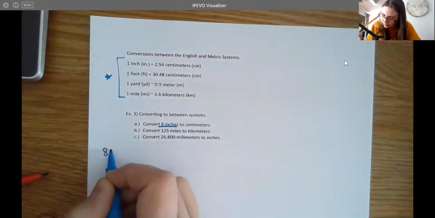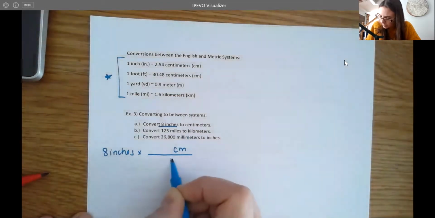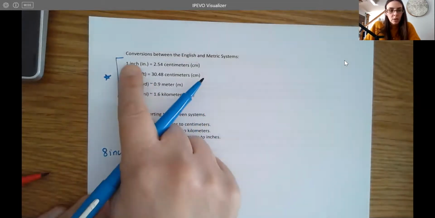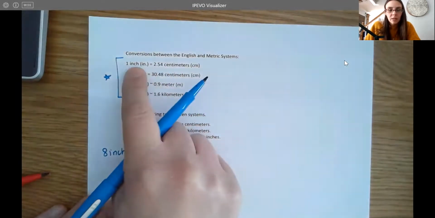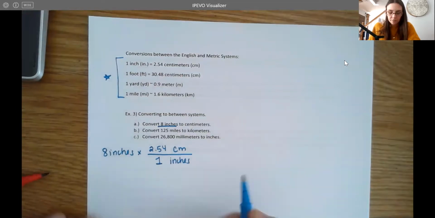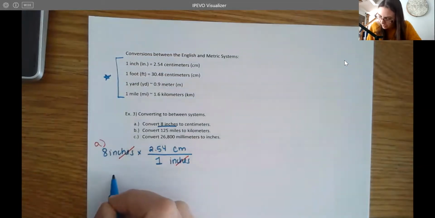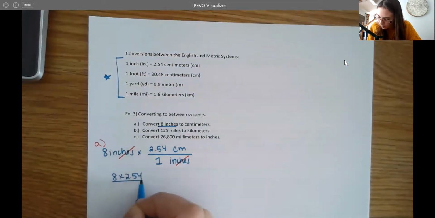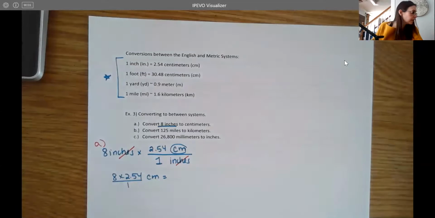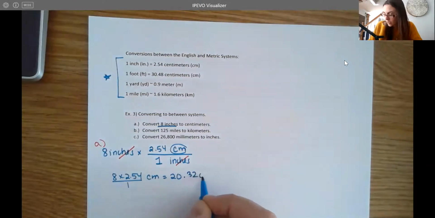So I'm starting with inches. I'm going to centimeters, and again, I'm getting rid of inches. So my one that I'm getting rid of is on the bottom, and my new one is on the top. Here I can see that there are 2.54 centimeters for every 1 inch. So I have 8 times 2.54 over 1, and this is going to be centimeters. And just using our calculator here, we're going to end up with 20.32 centimeters.